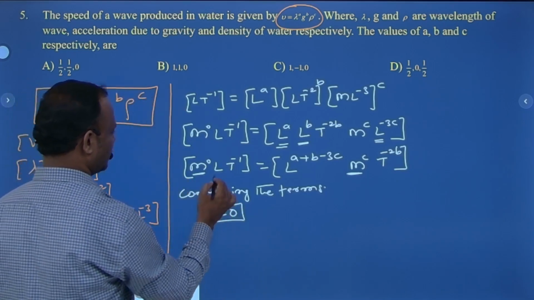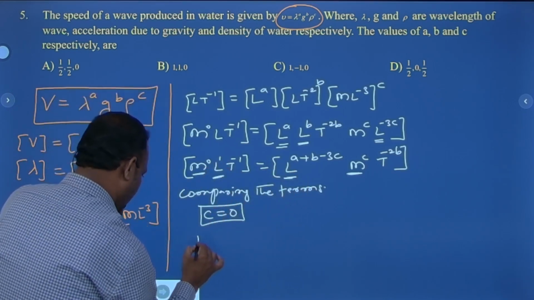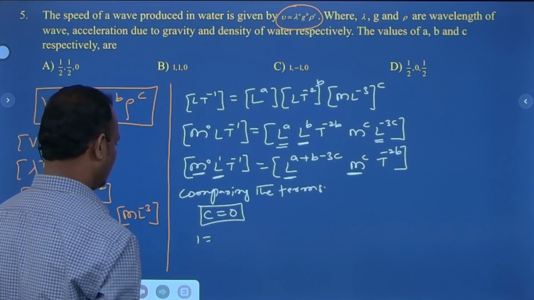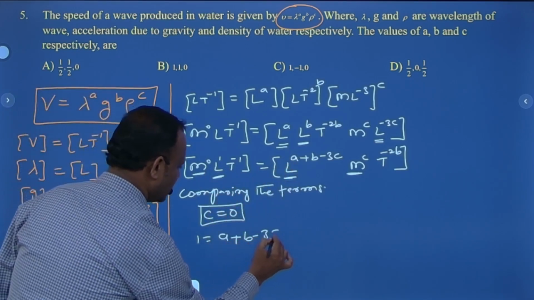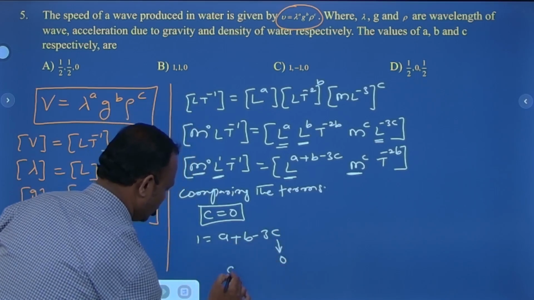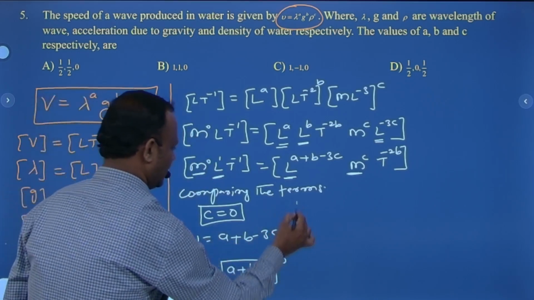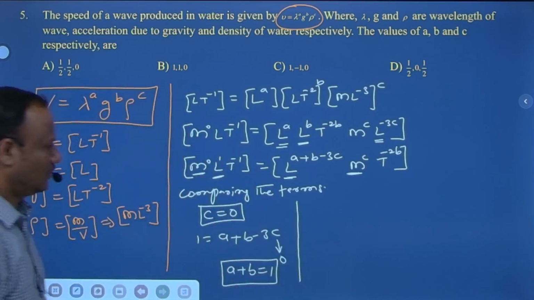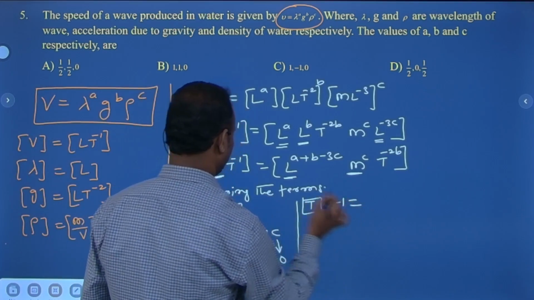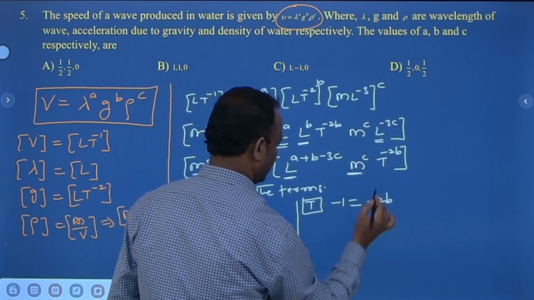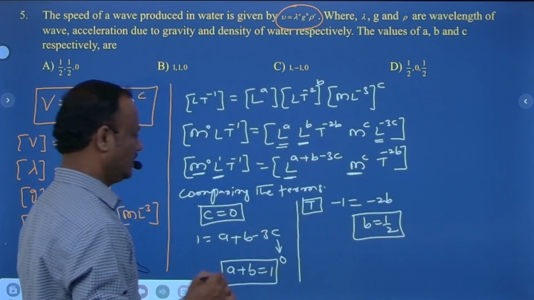Comparing the terms of L, which is L to the power of 1, 1 is equal to A plus B minus 3C. C is 0, so A plus B is equal to 1 is the next relation. Comparing the terms of T, minus 1 is equal to minus 2B, so B is equal to 1 by 2.